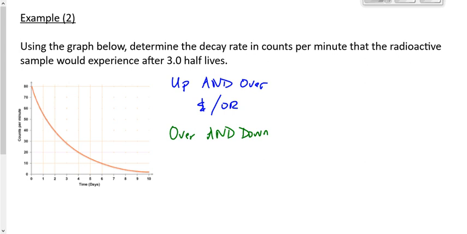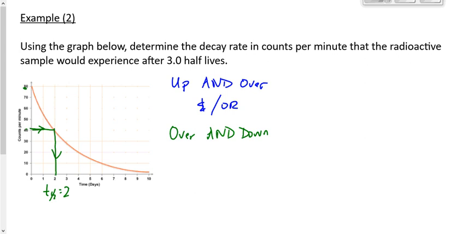It says, using the graph below, determine the decay rate, counts per minute, the radioactive sample would experience after 3 half-lives. Let's get the half-life first. In order to know what 3 half-lives is, we need to know what 1 half-life is. So we need to know what the half-life is. Let's figure out what the half-life is by going over and down. We start with 80 right here. After 1 half-life, we've got 40. So let's go over from 40 and go down. That takes us to 2. After 2 days, we have 40 counts per minute left.